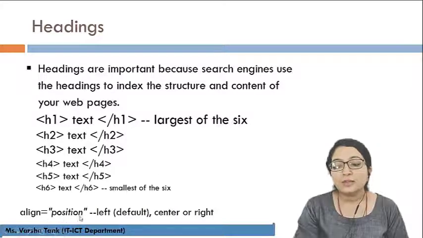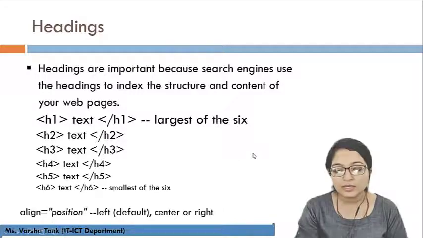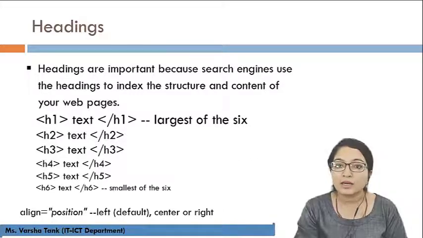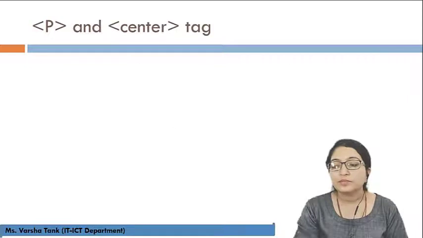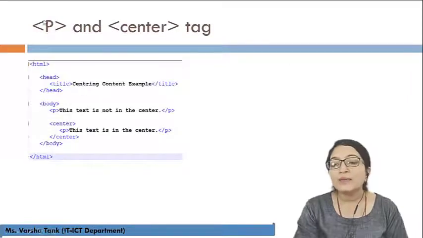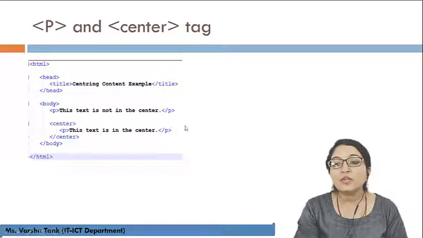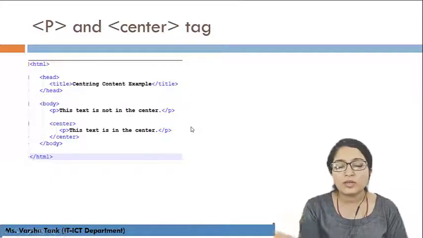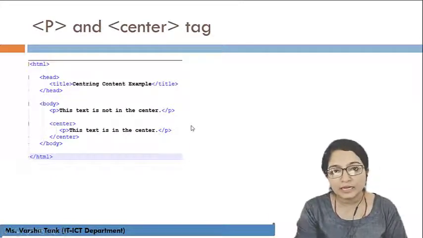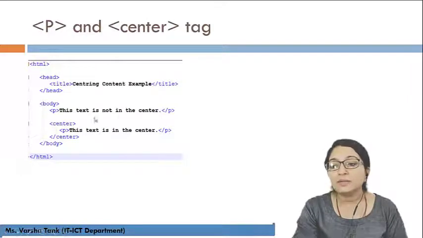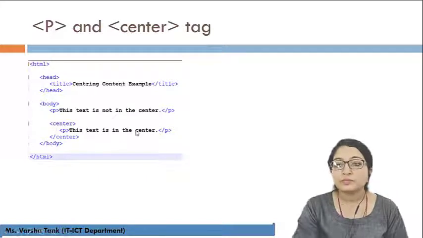Here you can assign the positions, that means you can align them. By default it is left, or you can assign it to center or right using the align attribute. Now next one is the P tag and the center tag. The P tag is used for paragraphs, that means whatever content you want to display, you can just write it in the P tag. And the center tag, that means if you want to display that information in the center, then you can use the center tag.